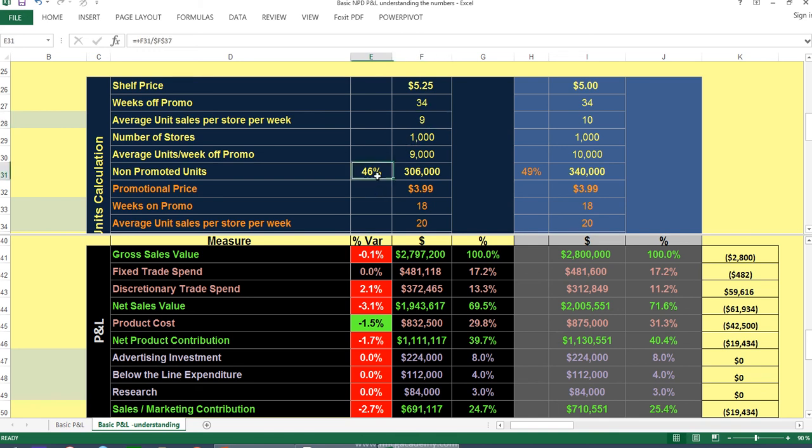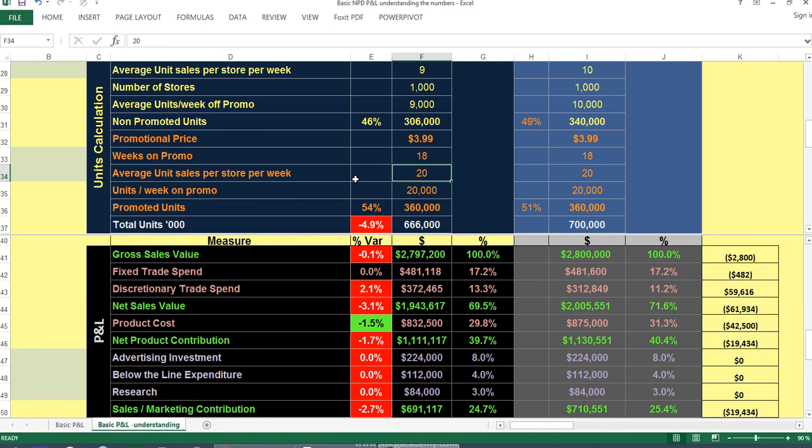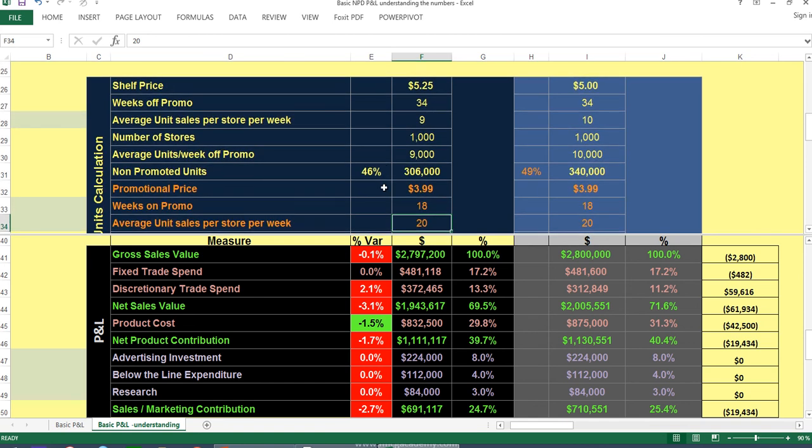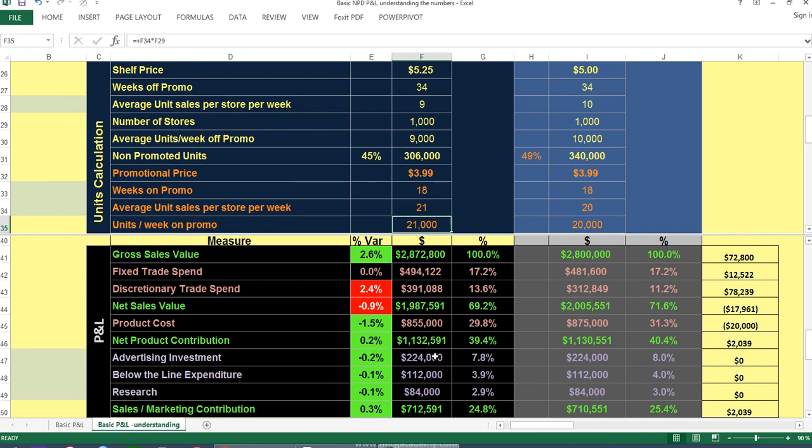it is a problem. However, there is a possibility that this number here, which in this case was 20 from a 10 base, so it was double, does not go to 18, but actually goes further up because you're now discounting from 5.25 to 3.99, and shoppers or consumers might see that as a bigger benefit than something dropping from 5 to 3.99. So this might actually go up to 21. And then we are back pretty much in positive territory with the gross sales up at 2.6%.